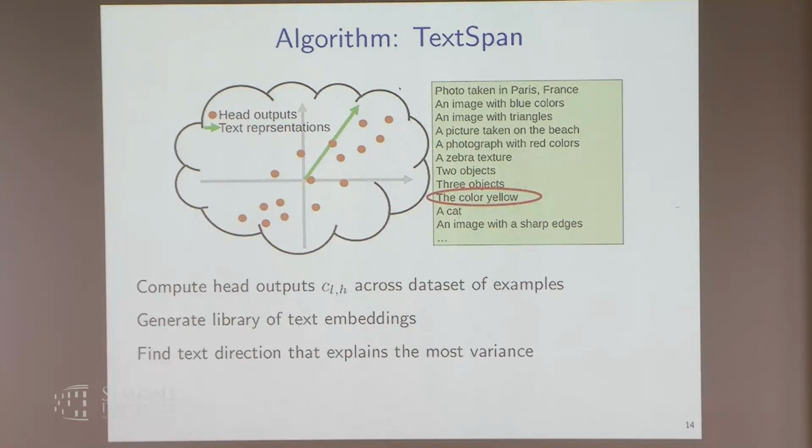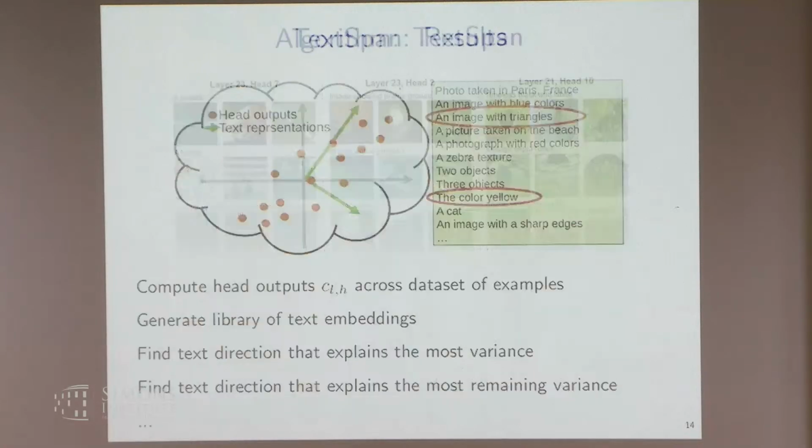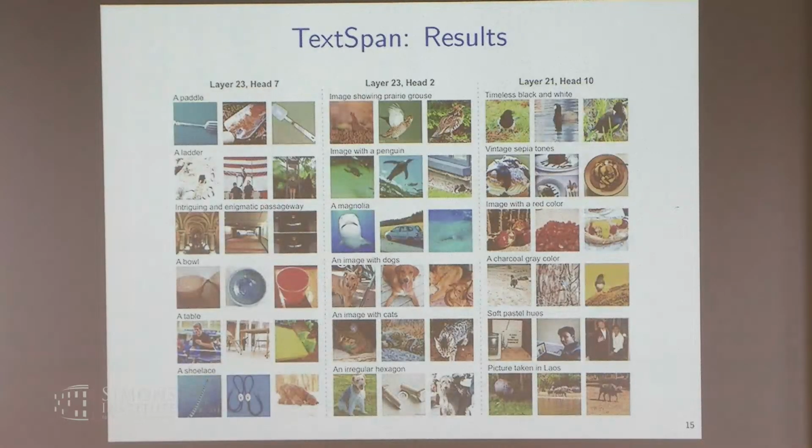So maybe it's the color yellow that I find the direction with the most remaining variance. Maybe it's an image with triangles. And then I keep going and I keep going until I've explained most of the variance. And so you can do this, and then this means that for each head, you get a set of principal components that are actually backed by text. And so these are some of the results.